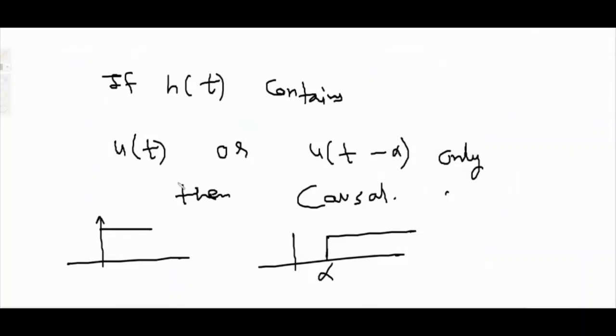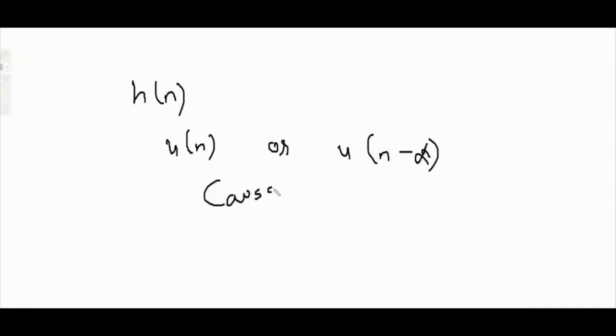So if your h of t is multiplied with u of t or with u of t minus alpha, then your answer is causal system. Or for discrete time, if h of n contains u of n or u of n minus alpha only. Other than this, anything you see, then it is non-causal. If h of n contains u of n or u of n minus alpha, then the system is causal.